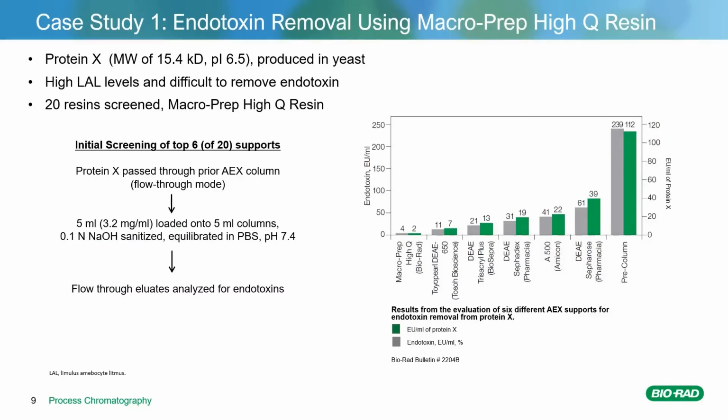In this first case study, a panel of supports was evaluated to identify the top-performing support for satisfactory endotoxin removal from protein X, a small acidic protein produced in yeast. 20 supports were initially screened. 6 of these supports were selected for further evaluation. These supports were equilibrated in PBS, pH 7.4, for endotoxin polishing of protein X, which had been previously passed through another strong anion exchange column operating in flow-through mode. MacroPrep High-Q strong anion exchange support was chosen for the endotoxin polishing step because it resulted in the lowest ratio of endotoxin per milligram of protein X.